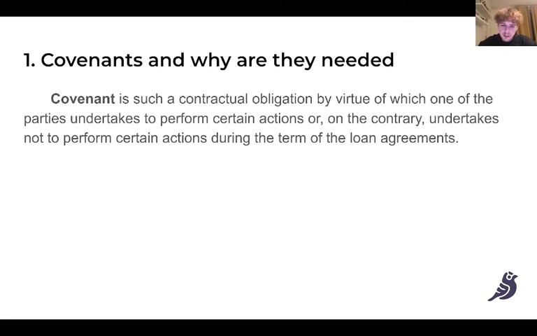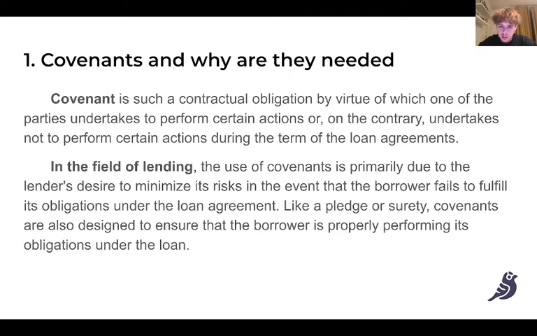In the field of lending, the use of covenants is primarily due to the lender's desire to minimize its risks in the event that the borrower fails to fulfill its obligations under the loan agreement. Like a pledge or surety, covenants are also designed to ensure that the borrower is properly performing its obligations under the loan. It's worth mentioning that the covenants are selected by the lender for each borrower individually, taking into account the peculiarities of the borrower's business and the result of the analysis of his documents.